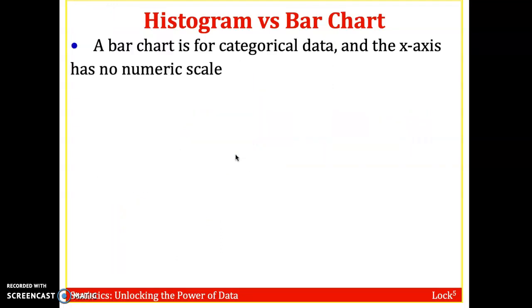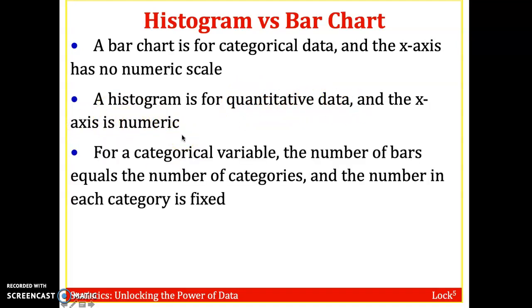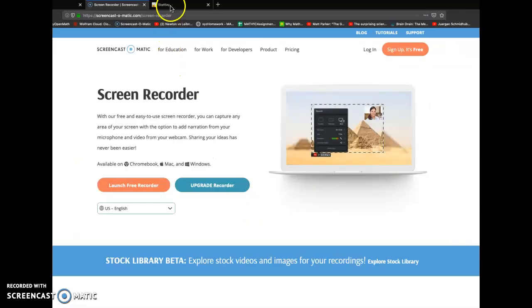All right, just as a quick summary, a bar chart is for categorical variables, and the x-axis has no numeric scale. But a histogram is for quantitative numerical data, and the x-axis is numerical. It gives us numbers. For a categorical variable, the number of bars equals the number of categories, and the number of each category is fixed. Whereas in a histogram, which is for quantitative variables, the number of bars is up to you or the software. And the appearance could actually differ quite a bit depending on the number of bars you choose. So I want to go over a quick example of when that could happen.